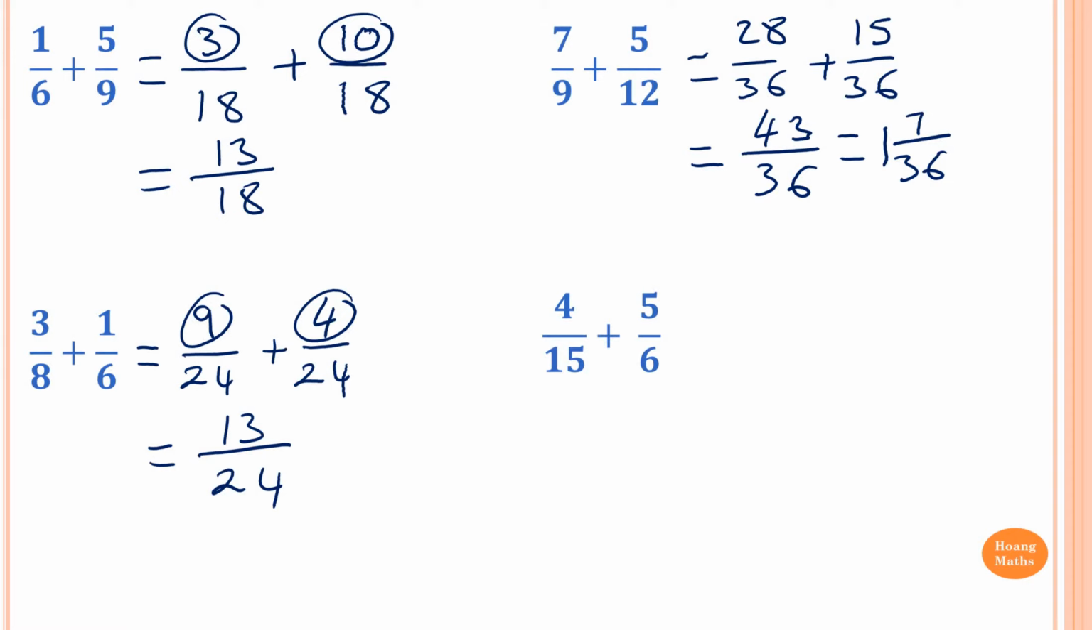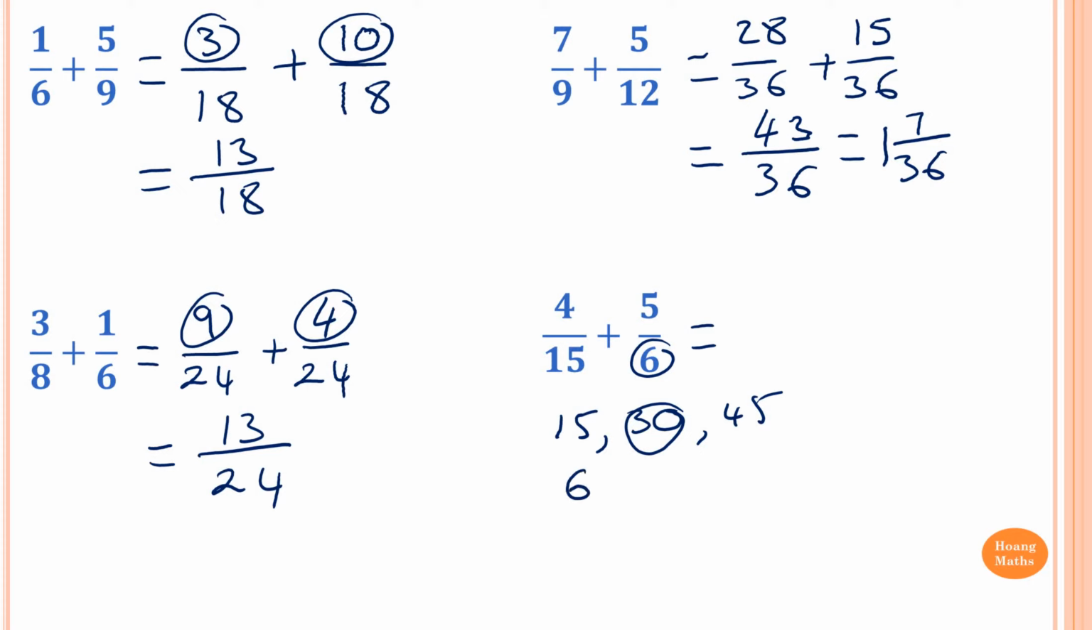4 over 15 plus 5 over 6. So we just list the multiples of 15 out. So 15, the next one is 30. Then you know that 30 is a multiple of 6. Otherwise, you list a couple more. Let's say 45 is the next one.